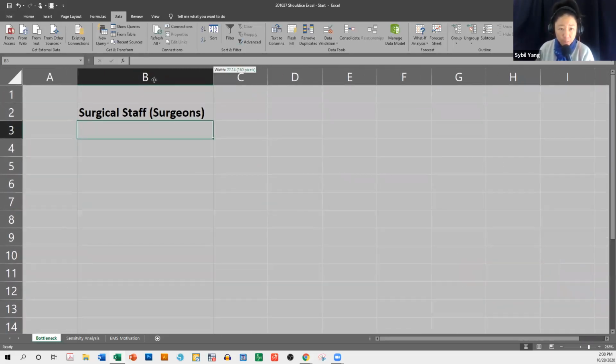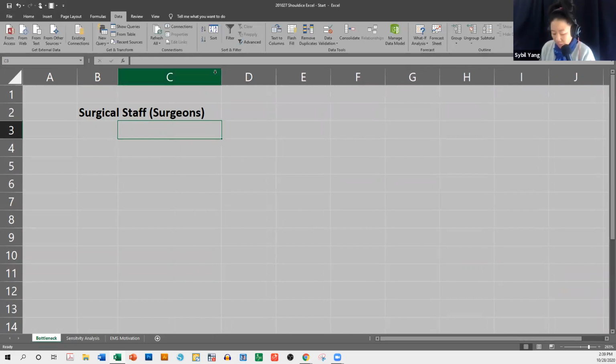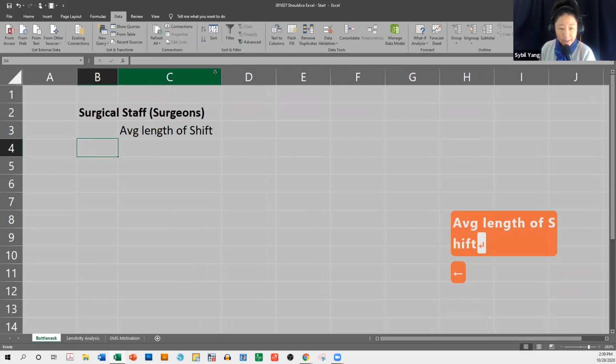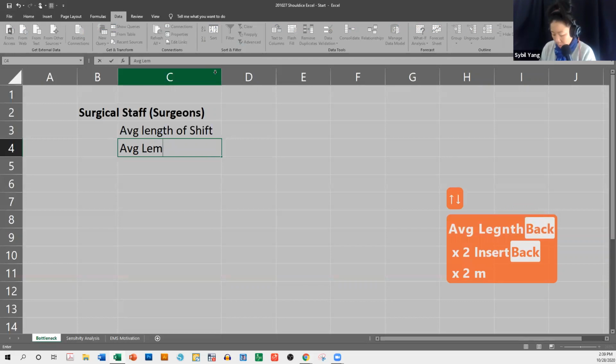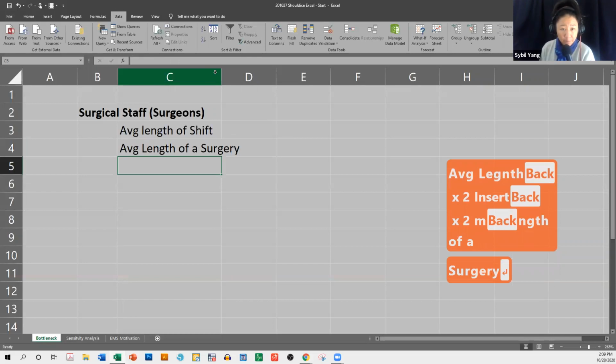And let's go through kind of the mental exercise of how we might think about how many surgeries the surgeons can possibly accommodate in any given day. So let's think about any form of labor, right? So let's say we have a shift, so length of shift. This is how long they're working, right? And then if we divide that by the average length of a surgery.